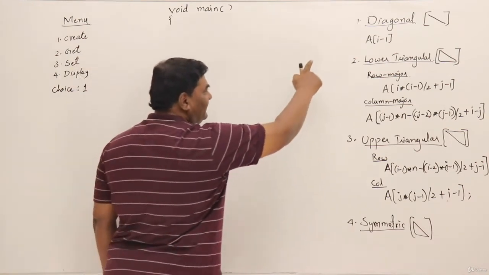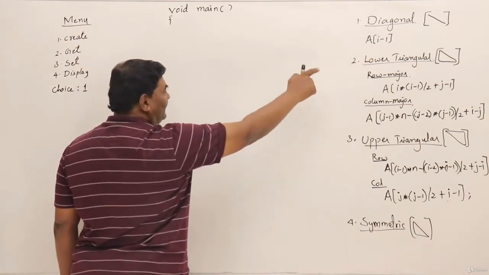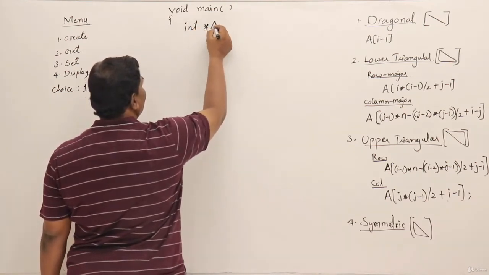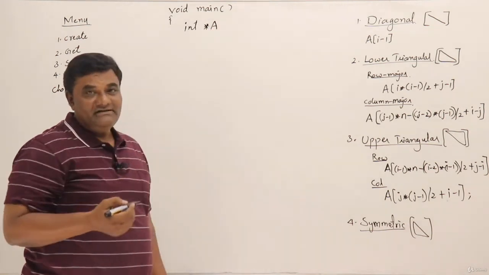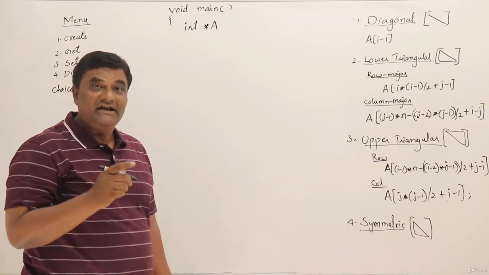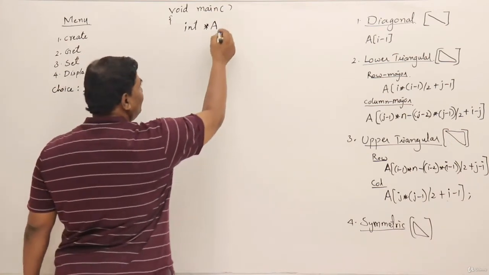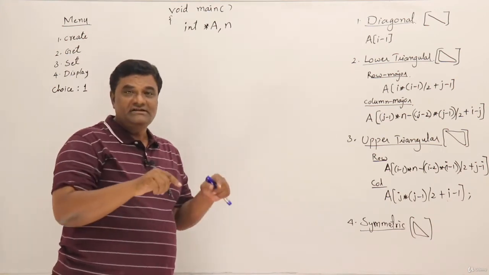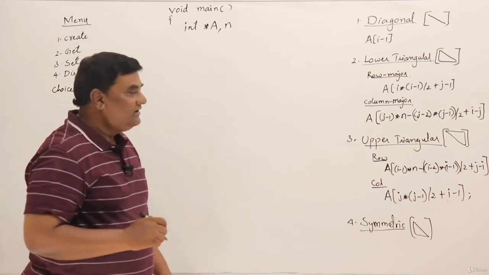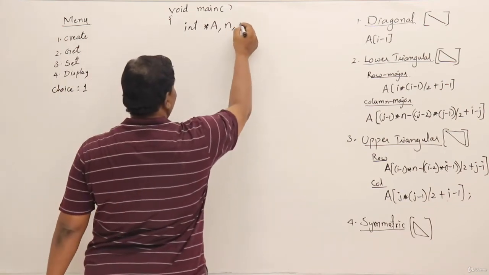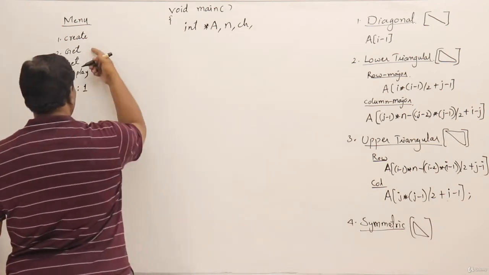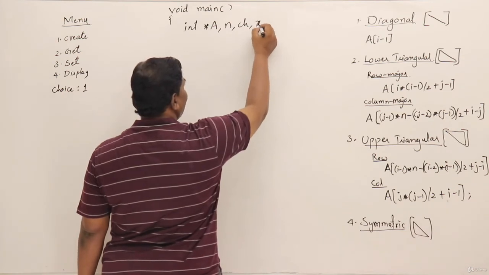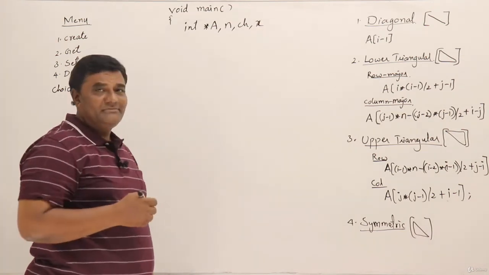First of all I need an array for storing the elements. For that I will take a pointer, int star a, because I don't know how many elements there are. I'll take the dimension, then I will create an array dynamically. So I am taking a pointer. Then n is the dimension. A diagonal matrix is a square matrix, so we need n cross n, so just one value n is sufficient. Then for choice, I need a variable ch, taking choice 1, 2, 3 or 4. Then maybe a variable for reading the value, so I'll take one more extra variable x if at all required.